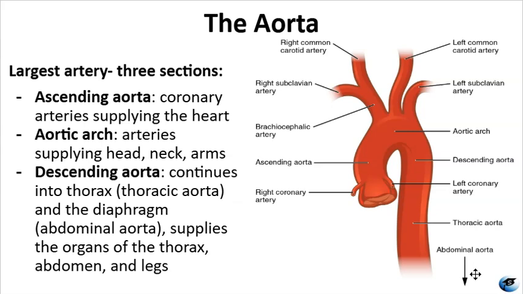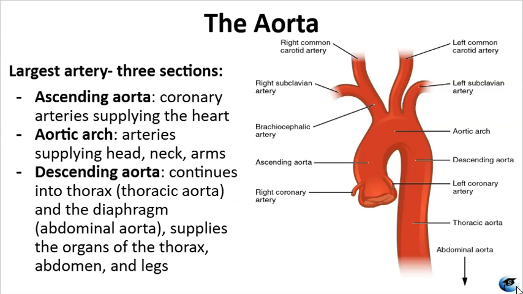Next is the aortic arch. The aortic arch is this part here. This is a curved portion that gives rise to arteries supplying the head, neck, and upper limbs. These include the brachiocephalic artery, which branches further into the right common carotid artery and right subclavian artery, and the left common carotid artery and the left subclavian artery.